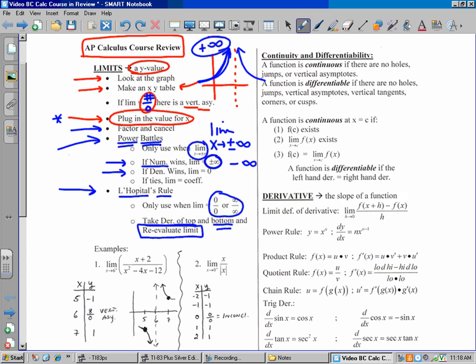If the denominator wins, if the denominator has the highest exponent, then your limit equals 0 because that fraction is getting smaller and smaller and smaller.